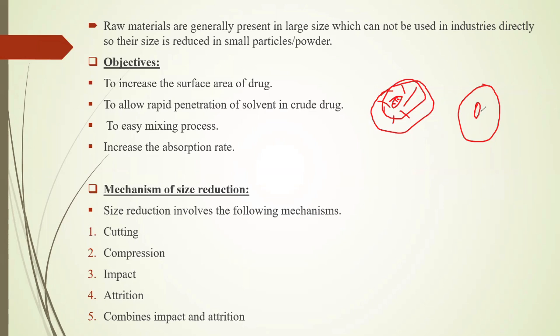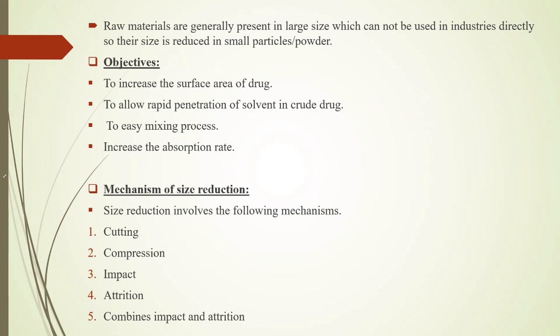If the particles are large, what will happen? It will not be easy to penetrate into the bloodstream. Because the particle size is more, the surface area will become less. If the surface area becomes less, the process will be delayed. So in order to increase the surface area of the drug, we reduce the size of the particle. This is the first point.